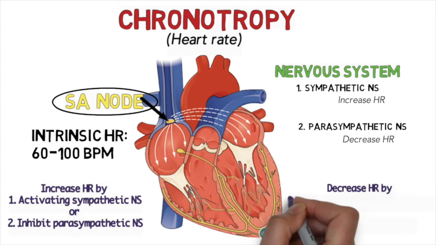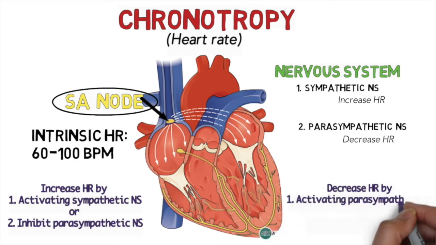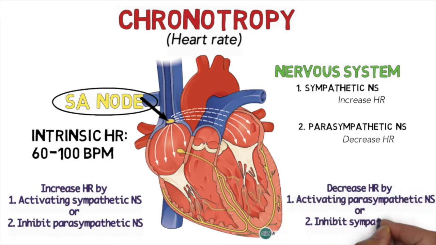And on the other side of the spectrum, in order to decrease the heart rate, it might activate the parasympathetic nervous system or shut down the sympathetic nervous system. So the point being here is that the chronotropic agents will work on the SA node, the pacemaker of the heart, to alter the heart rate.